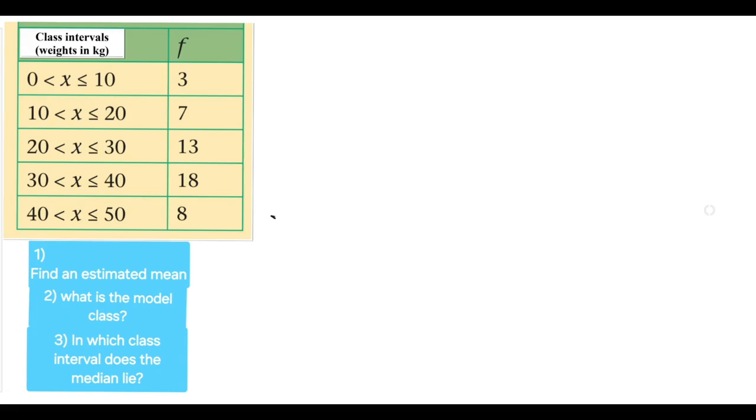I'm going to show you how to find the mean, median and mode for grouped data. This is grade 10 statistics. Grouped data are raw data that have been grouped into class intervals. The frequency of each interval is given. So that is grouped data.